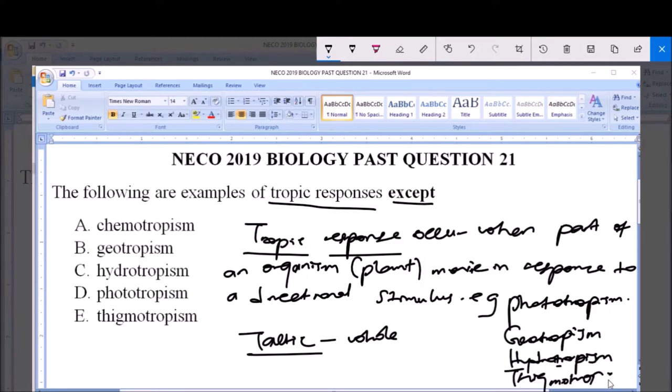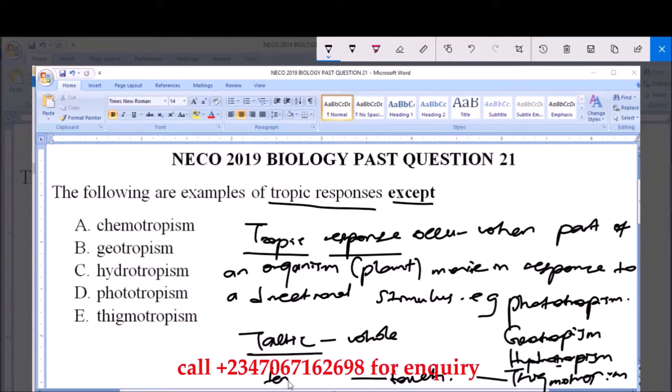Thigmotropism is also an example of a tropic response, whereby plant parts move in response to touch. You can see this in the tendrils of plants like your yam plant. You see that it winds around a particular object just because it is responding to touch. That is thigmotropism, of the part of the plant. Not the whole organism responds, just the parts of this organism move in the direction of the directional stimulus.